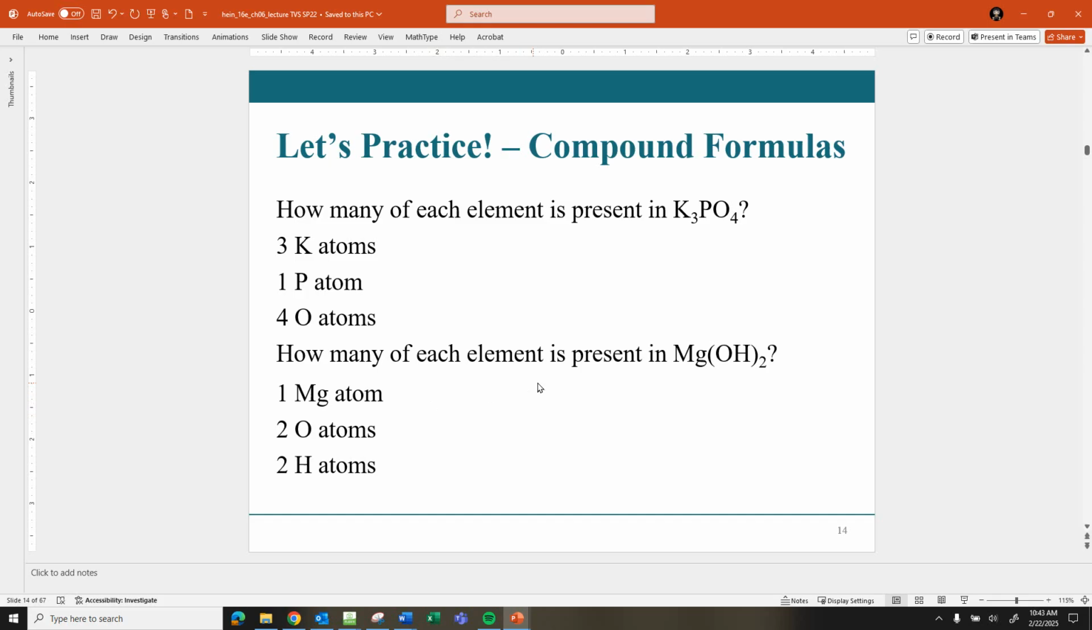Now, how many of each element is present in Mg(OH)2? Well, we've got magnesium, oxygen, and hydrogen. So when we have parentheses around something, you have to distribute that number outside the parentheses to everything inside the parentheses. So that 2 is going to apply to the oxygen and hydrogen, since there's no subscript by magnesium, that means there's only 1 magnesium. But because there is a 2 outside the parentheses, there are 2 oxygen atoms and 2 hydrogen atoms.